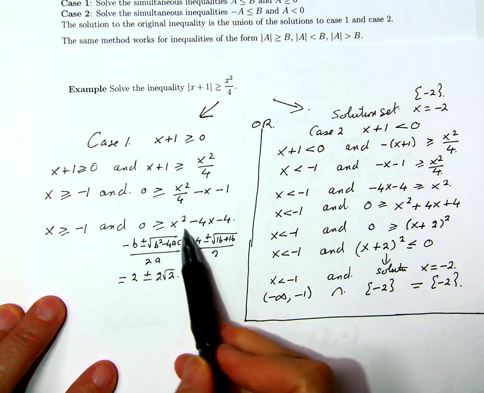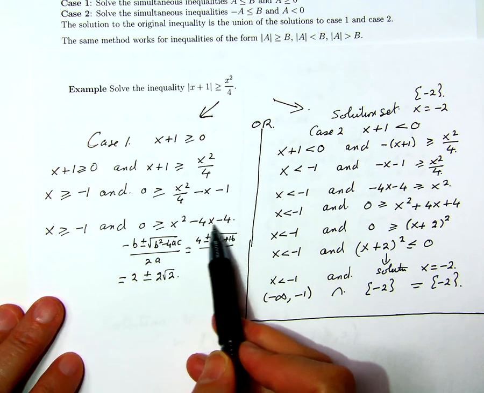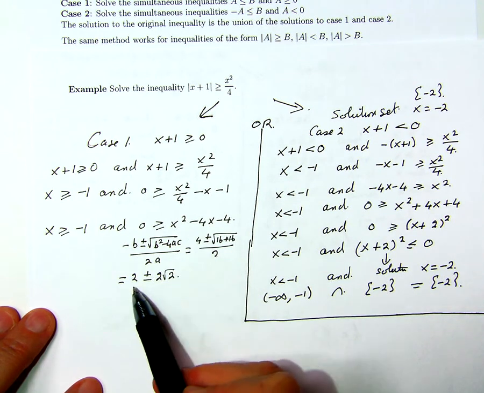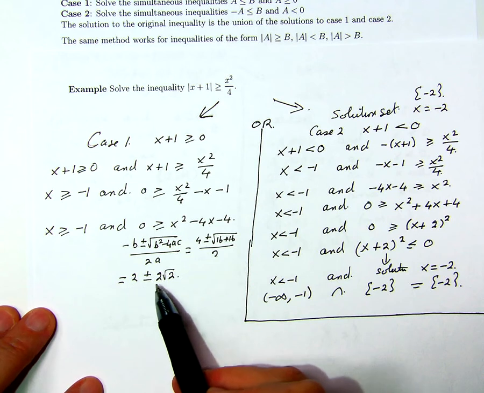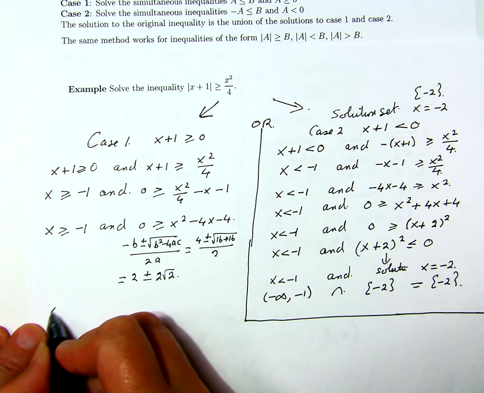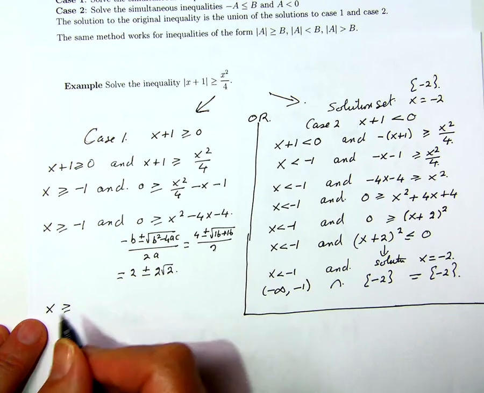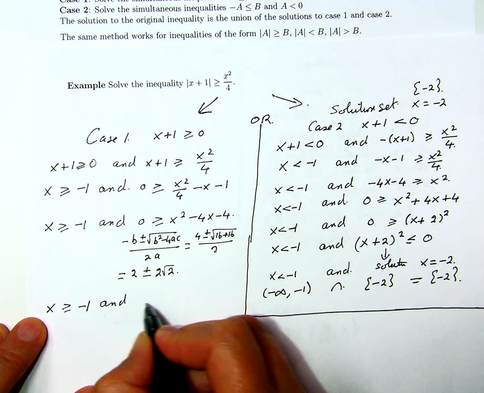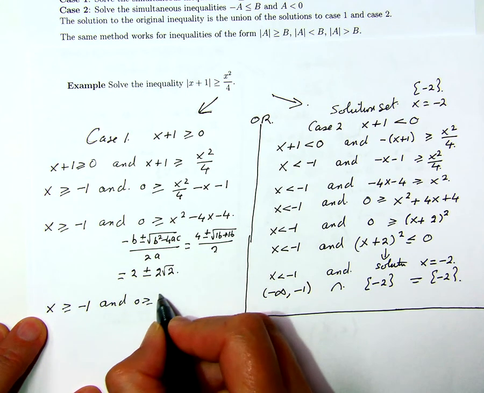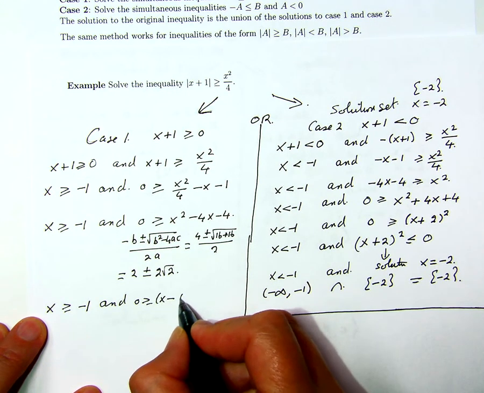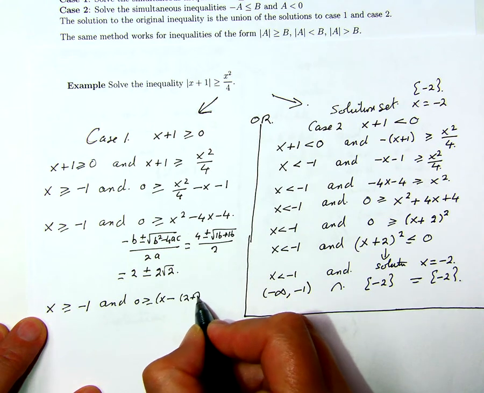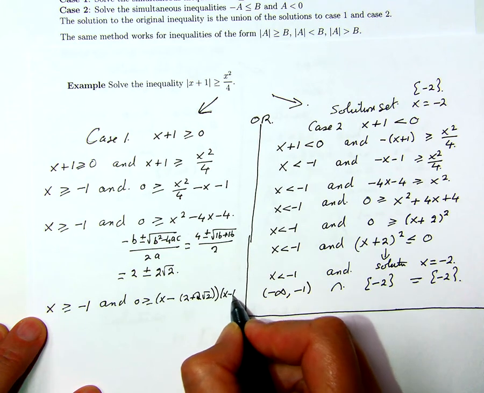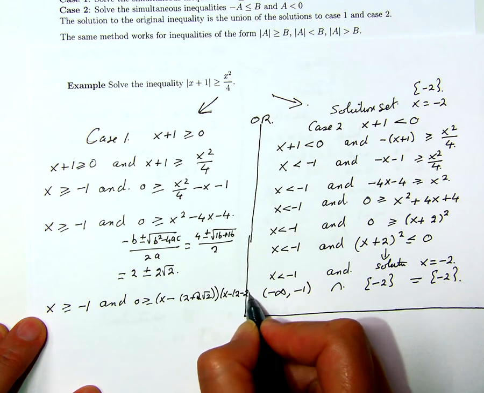So these are the factors of x squared minus 4x minus 4: x minus 2 plus 2 times the square root of 2 and x minus 2 minus 2 times the square root of 2. So I'm looking for all x values for which x is greater than or equal to minus 1 and 0 is greater than or equal to x minus 2 plus 2 times the square root of 2 times x minus 2 minus 2 times the square root of 2.